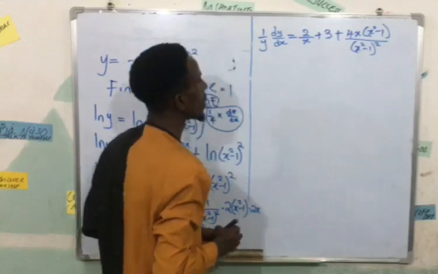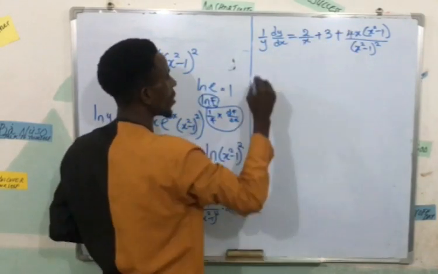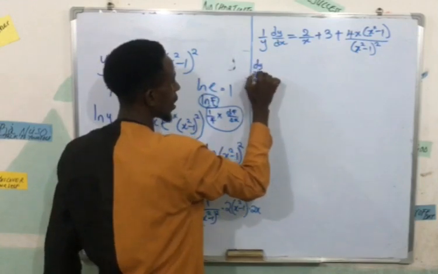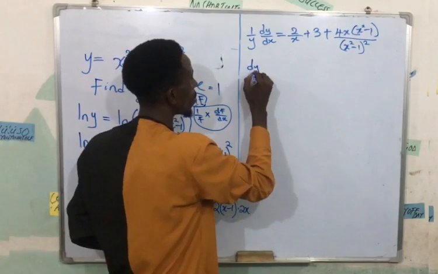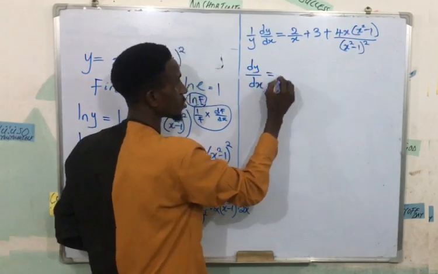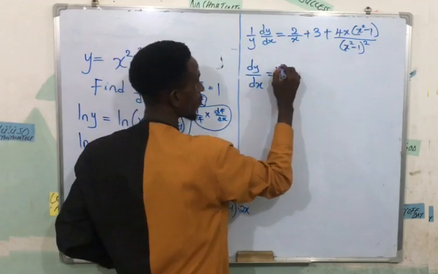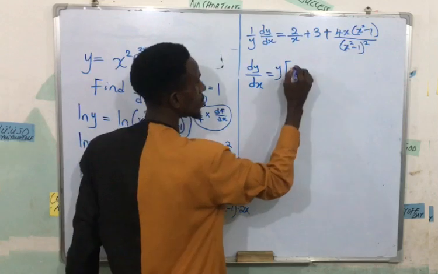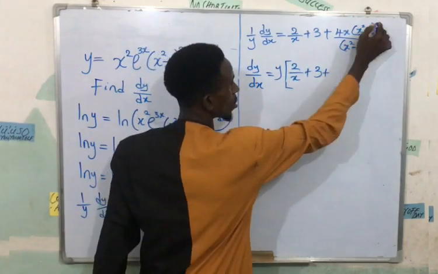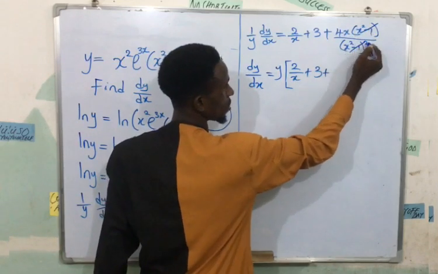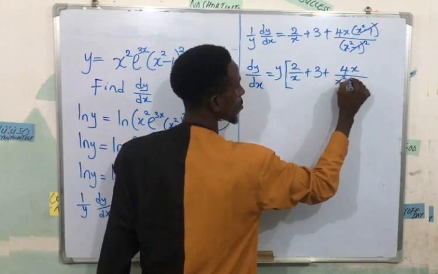Okay, so the next thing now is I'll just take my y to multiply everything here. On the left hand side I have dy dx. So from my left hand side now I have dy by dx is going to be, I'll use this 1 over y here, I'll cross multiply it here. So I have y multiplied by 2 over x plus 3 plus this, and this will cancel out, so it's remaining 1 here. So I have 4x all over x squared minus 1.